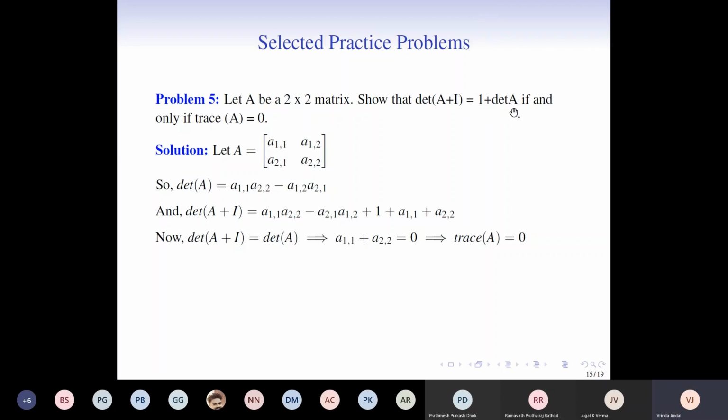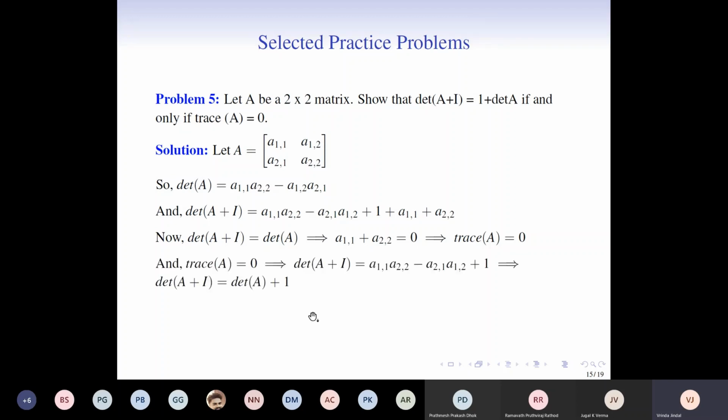1 plus determinant of A. It means that the trace is 0. So simply determinant of A plus I is equal to determinant of A. If we compare both these expressions, we find that it means A11 plus A12 is equal to 0, which implies that the trace is 0.